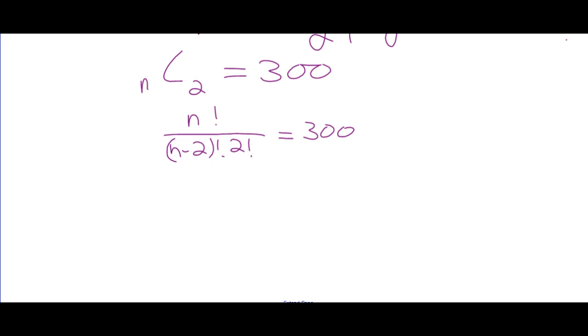How much is 2 factorial? Just 2. So let's get rid of that 2 factorial. What are we going to do with this, which is just a 2? We're going to multiply both sides by 2, right? So I'm going to get n factorial over n minus 2 factorial is equal to 600, right? So you just say 2 factorial is just 2, 2 times 2. Multiply both sides by 2, that gets rid of this, and this becomes 600. How do we simplify this?